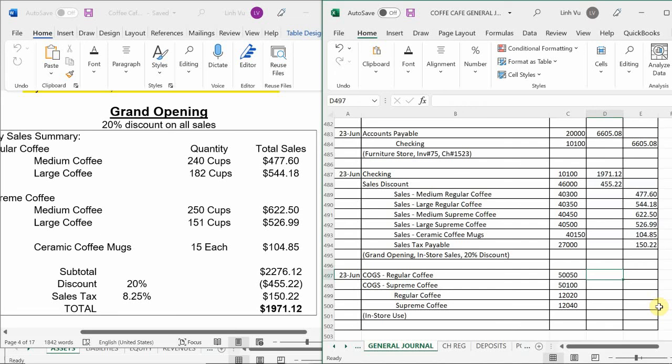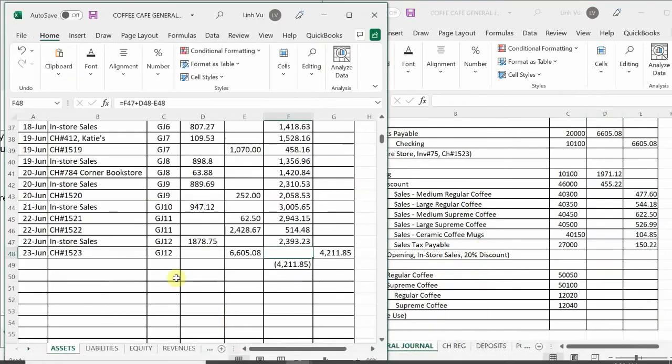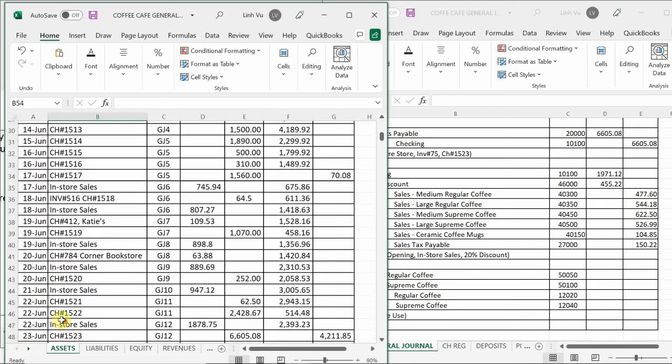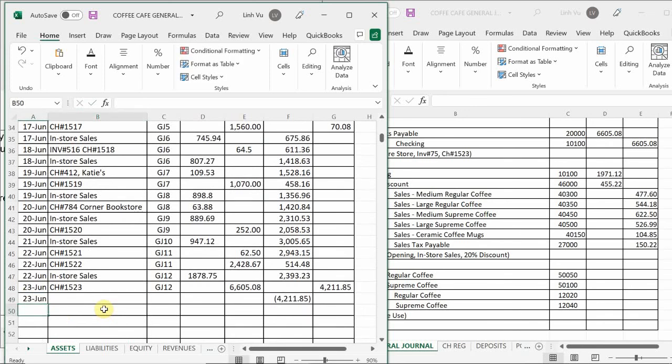Okay, so what's next? We now go to the general ledger. Okay, starting with checking. In-store sales for the 1971.12. Okay, so then I'm still under by 2,240. Now, don't forget, today's Sunday.